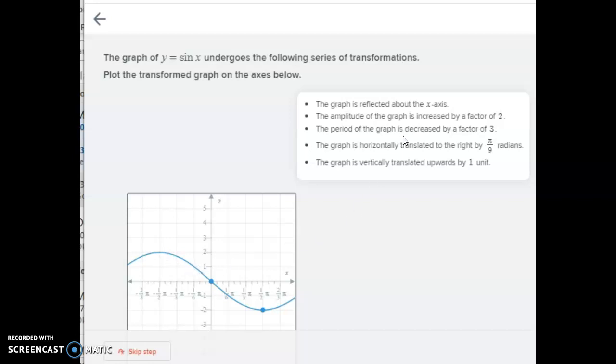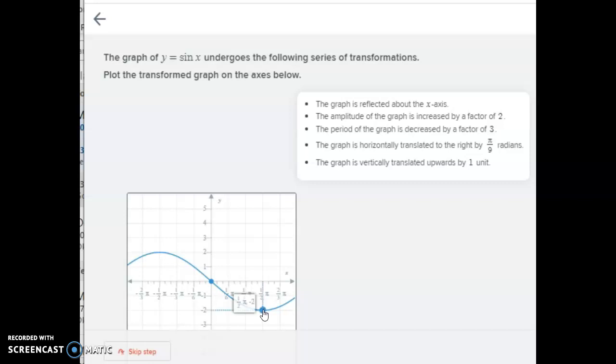All right, the third one says the period of the graph is decreased by a factor of 3, which means this is going to be compressed. We're going to get more cycles of the sine wave within a given period. Now, right now, from the zero crossing at the origin to the bottom of this sine wave is pi over 2.